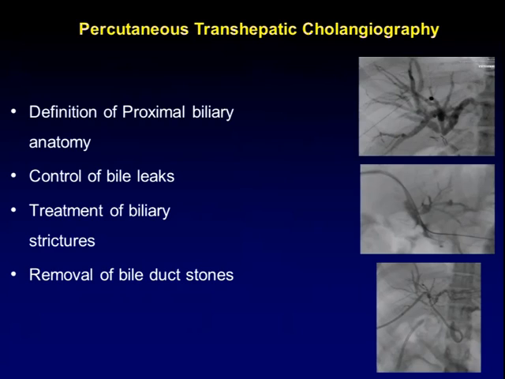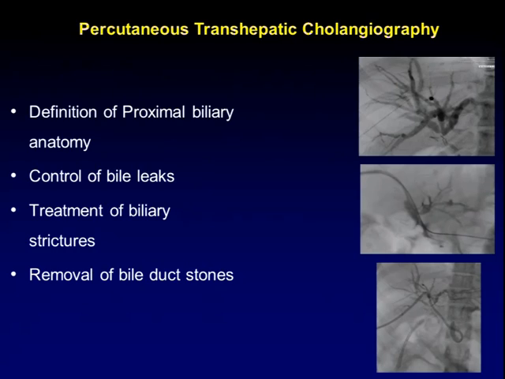Again, percutaneous transhepatic cholangiography is very important in defining the proximal biliary anatomy for us. Again, the ability to control bile leaks, to treat biliary strictures, both primary and secondary strictures, as well as for the removal of intrahepatic stones and bile duct stones with a combination of percutaneous cholangioscopy and lithotripsy and lasers here.